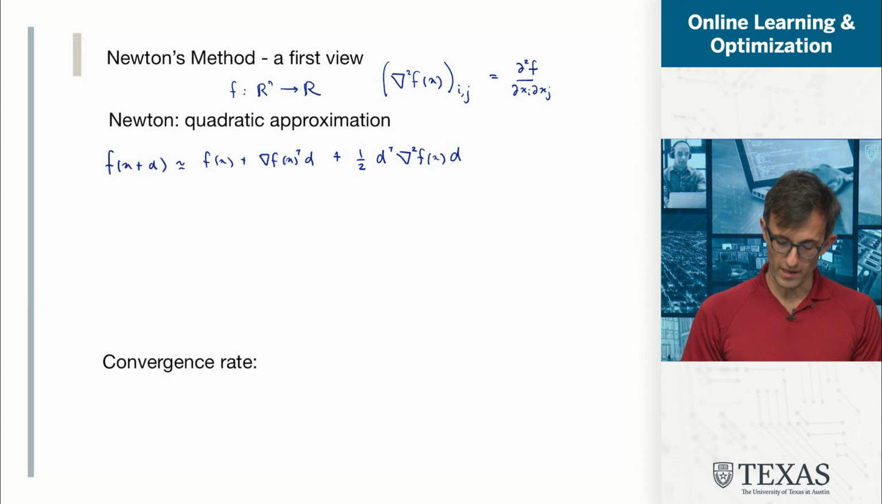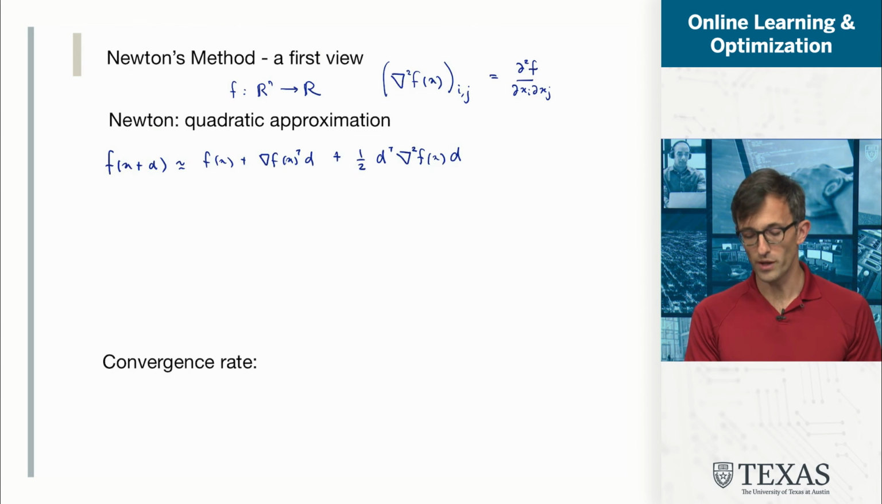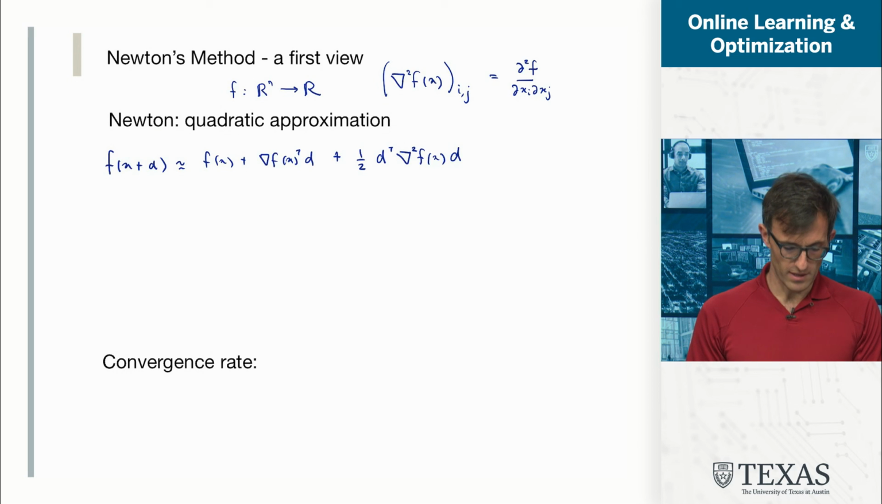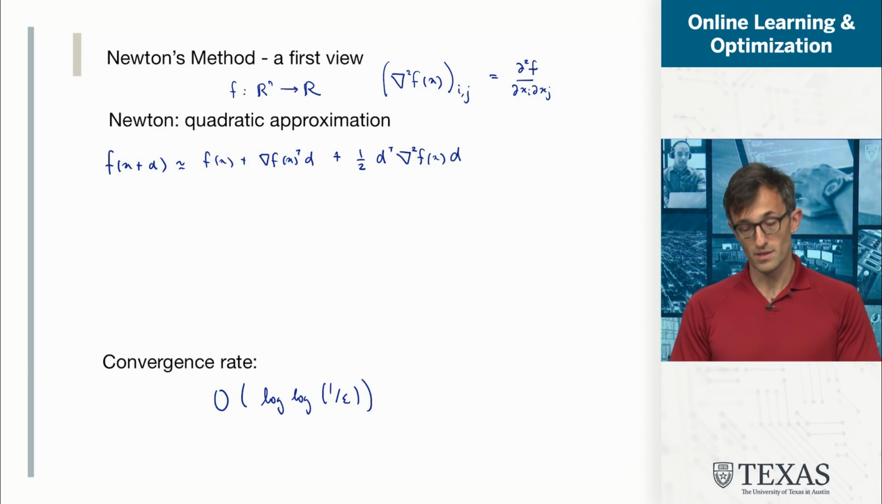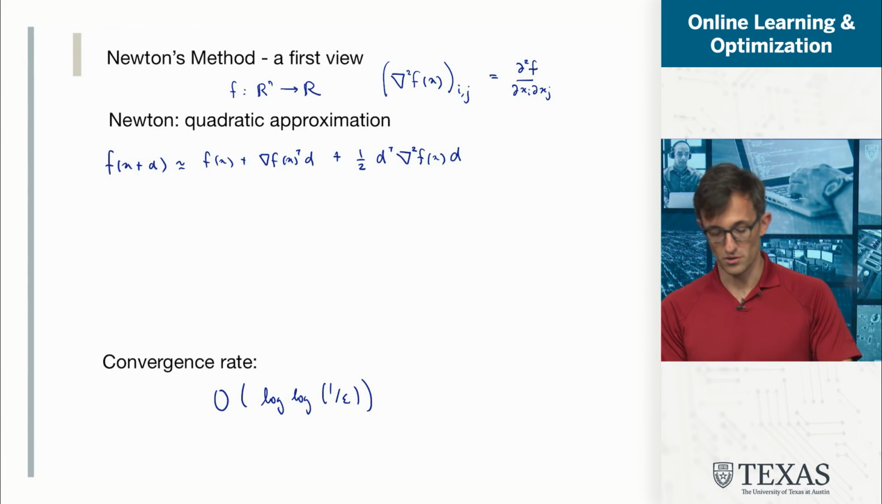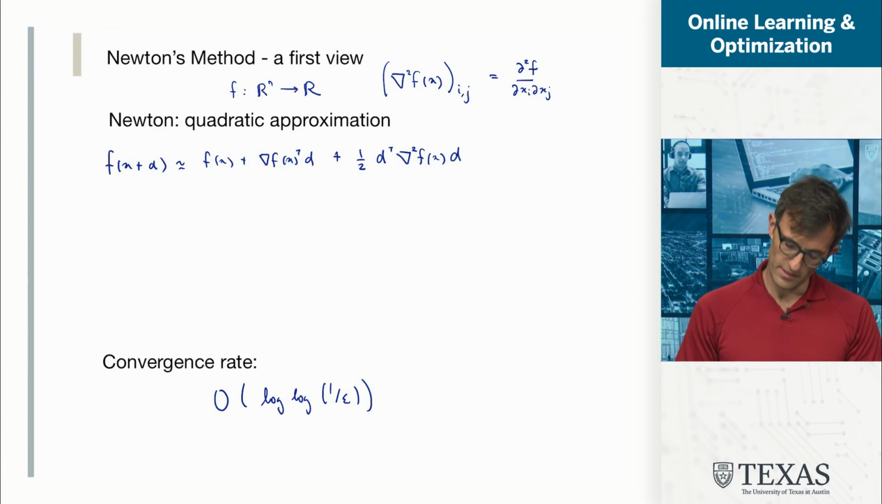So this is the quadratic approximation. And the advantage of a quadratic approximation, just like a linear approximation, is that we can also solve it. So we'll talk about that in the next slide. The convergence rate is, again, much faster. The convergence rate is order log log 1 over epsilon. Okay, so this is dramatically faster than linear convergence rate, which is just log 1 over epsilon, and this is called quadratic convergence.